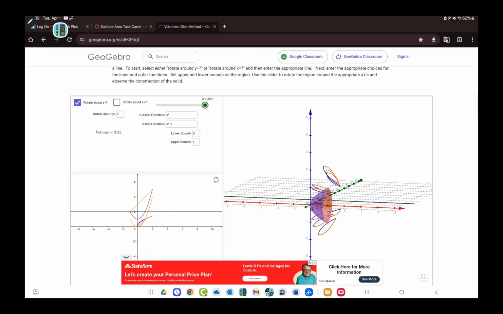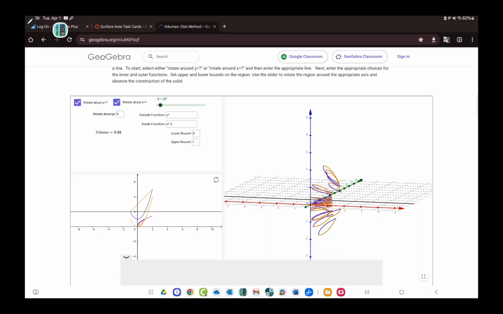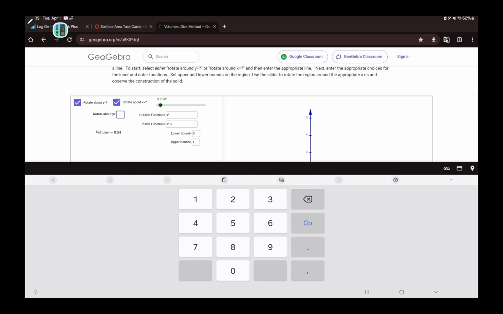Something's moving there. It's not quite working the way I need it to. Yeah, rotate around y equals... Oh, it changed it. For some reason, it changed it to 0.